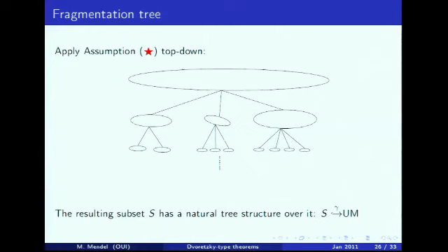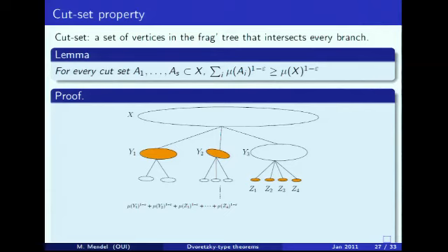This subset is obviously gamma approximate ultrametric because of the condition that at every level they are separated by the diameter over gamma. And I want to prove that it has this covering property. Okay? So to prove the covering property, let's prove a cut set property. What is a cut set? By a cut set in a tree, I mean a set of vertices which intersects any infinite branch in the tree.